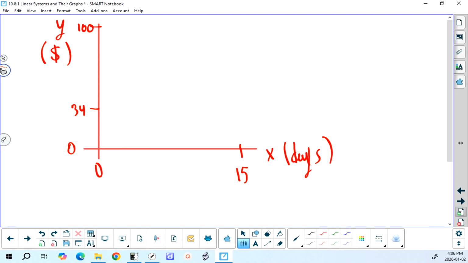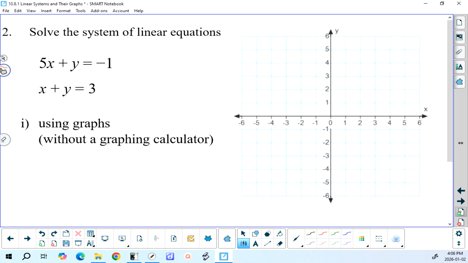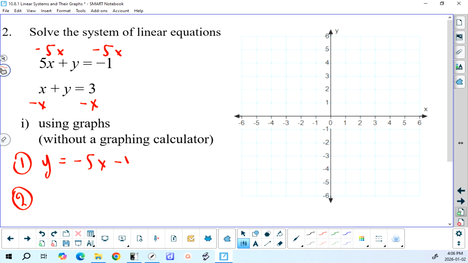All right, let's take a look at the next question. Solve this system of linear equations. And I'm going to take back what I have in your handout. Let's use our graphing calculator here. You should be able to do it on paper, but we're going to use a graphing calculator. First of all, equation 1 here can be written as y equals negative 5x minus 1. All I've done is subtract 5x from both sides. For equation 2, I can subtract x from both sides, and I'm going to get y equals negative x plus 3. So let's solve this graphically.